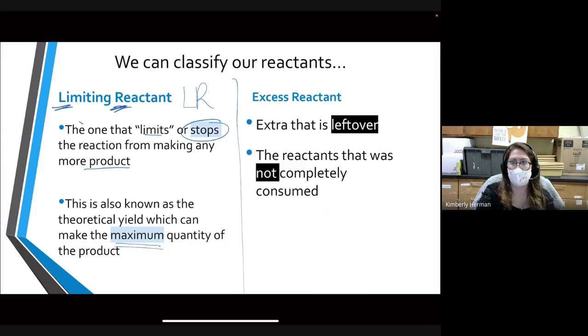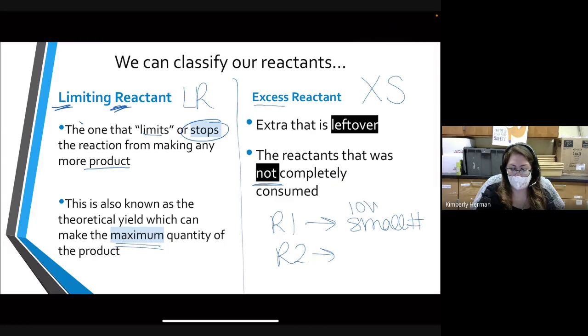So the other reactant, remember we have two reactants in these problems, is known as our excess. So we're going to write X and then S. Our excess reactant is the one that there's extra of. It is not completely consumed in this reaction. And what that means is that if I have my reactant 1 and my reactant 2, one of them is going to make a small number, aka a lower number, and that's going to be known as our limiter or our LR reactant. And then the other reactant might make a larger or bigger number, and that's going to be known as our excess.